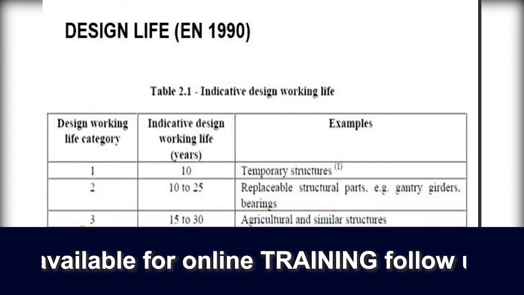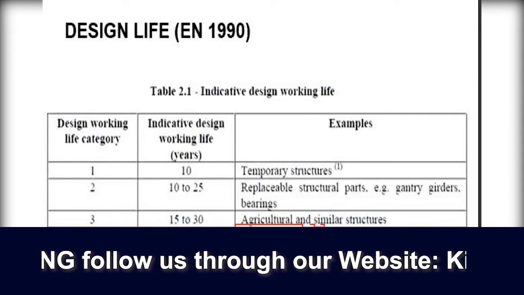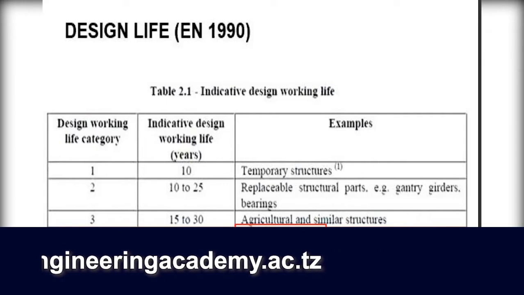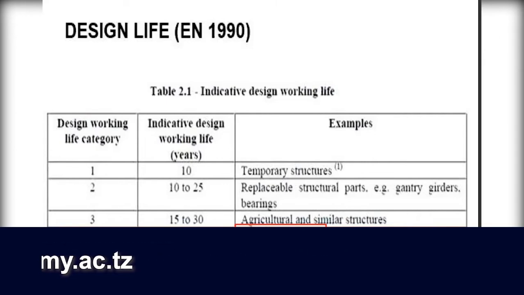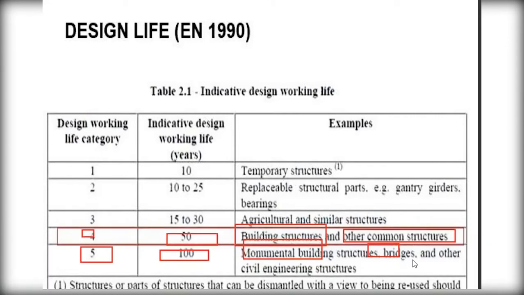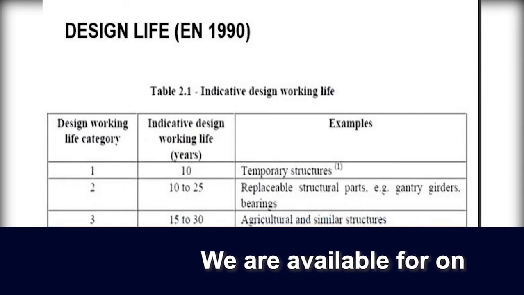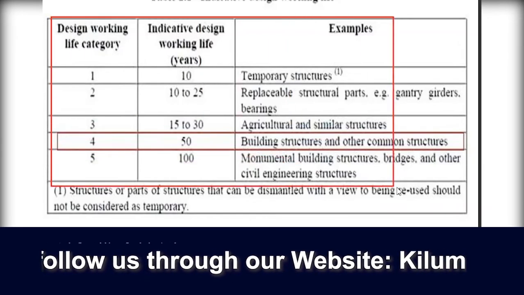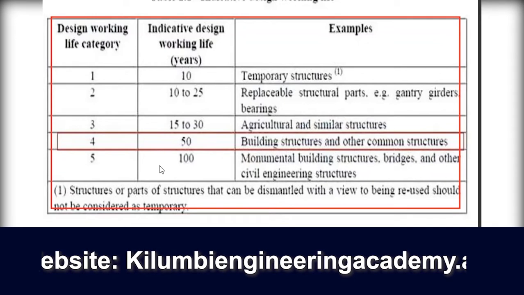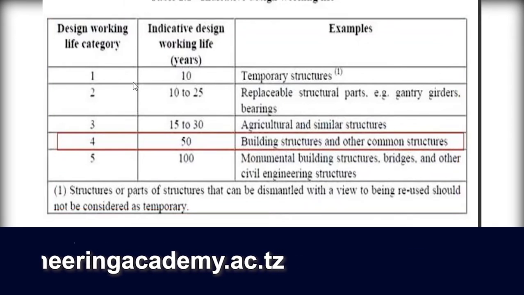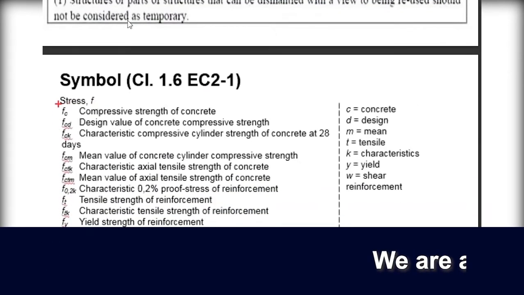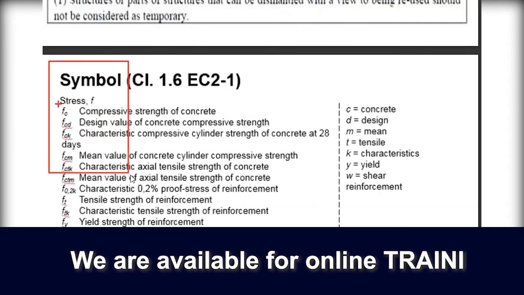And category 4 is about 50 years, and this is for building structures and other common structures like that. And category 5 is estimated at about 100 years. This is for monumental buildings, bridge structures and other civil engineering structures. So most of this depends on your design of your structure and its nature in order to estimate the lifespan of your design.